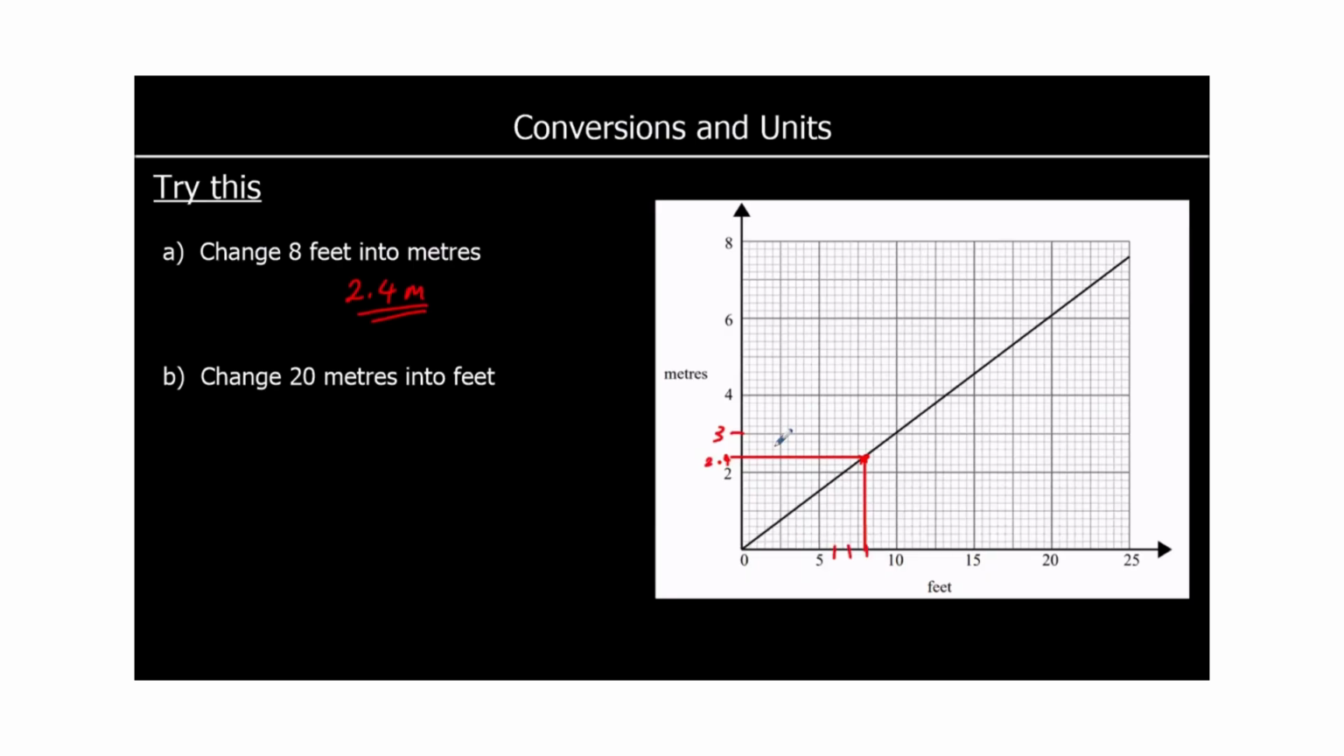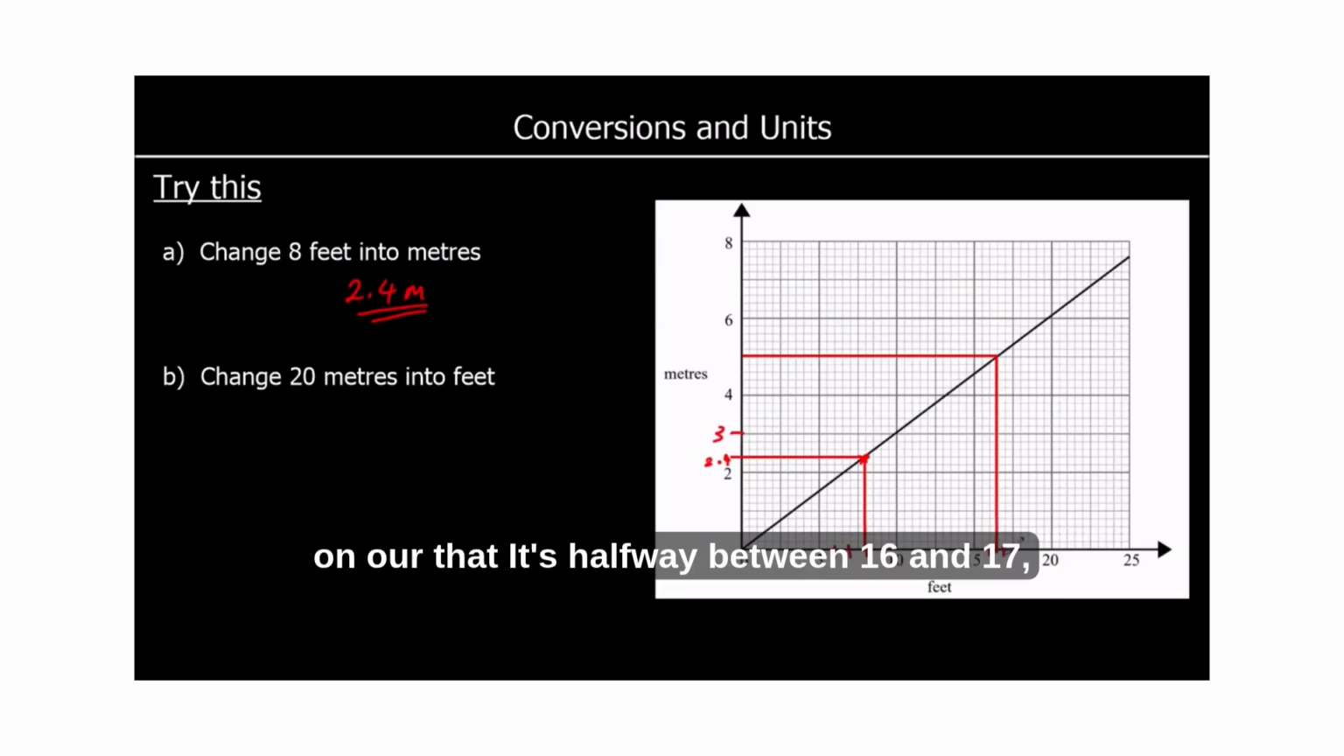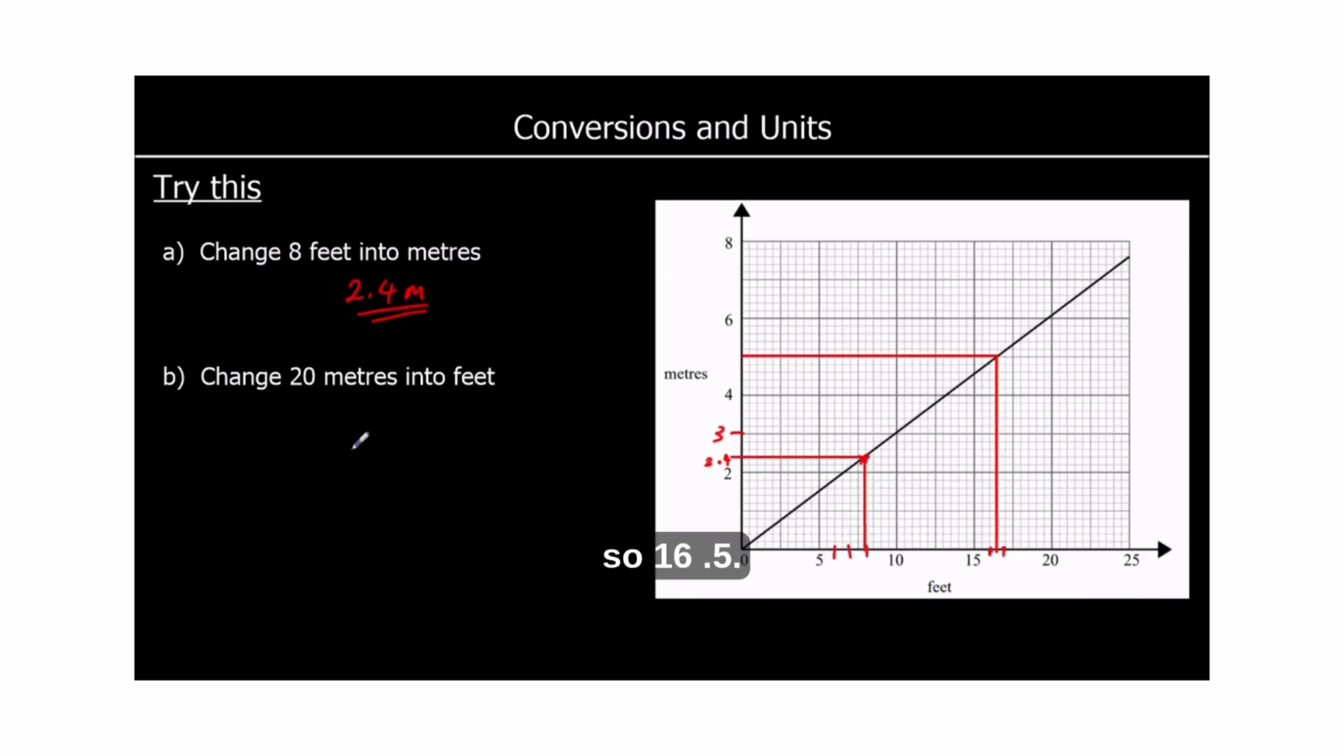The second question says change 20 meters into feet. So 20 meters isn't on our graph, it only goes up to 8 meters. So there's lots of different ways of doing it. We can use 5. So let's go 5 meters along to our line, and then down. So what is that? It's going up in 2s. So it's 15, 16, 17. So it's halfway between 16 and 17. So 16.5. Okay, 5 meters is 16.5 feet.